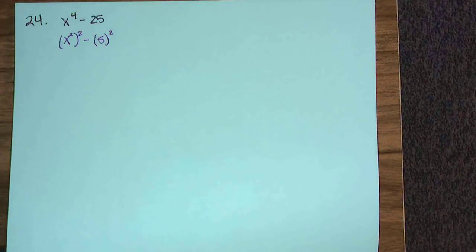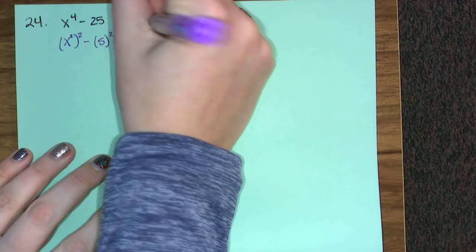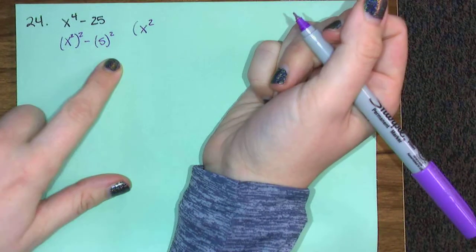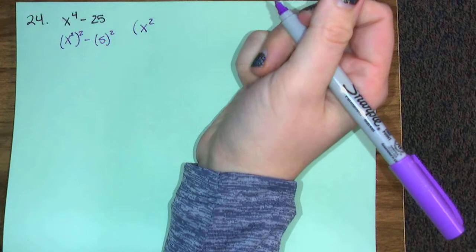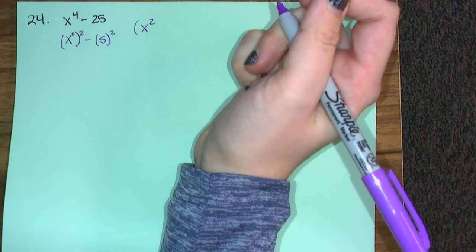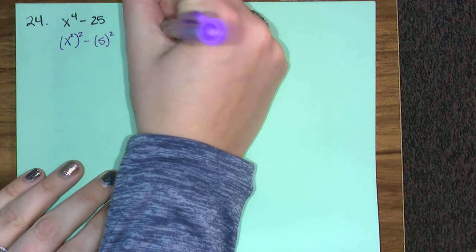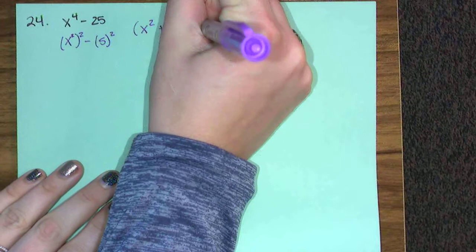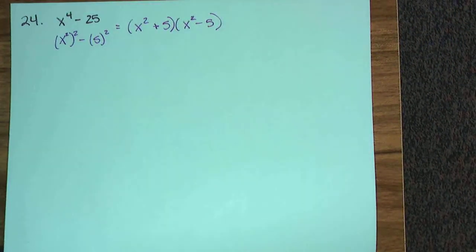What did I just ask Lorelai if she liked? Difference of squares. So all we do is follow that formula using x squared and 5. Normally we have something like x squared minus 25, which would be x plus 5, x minus 5. Now, same thing, but it's x squared plus 5 times x squared minus 5.